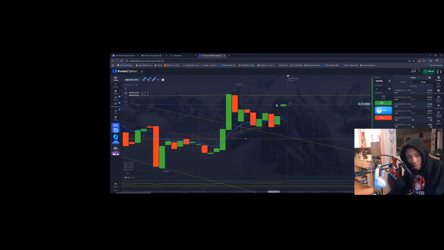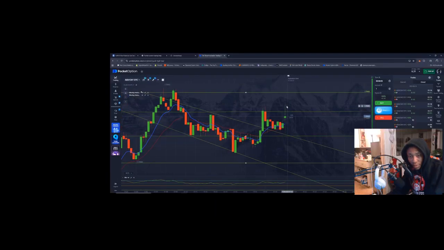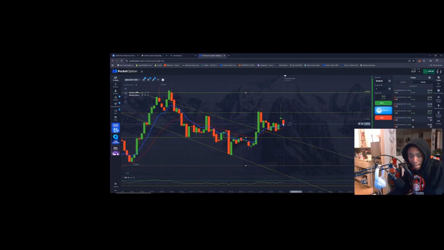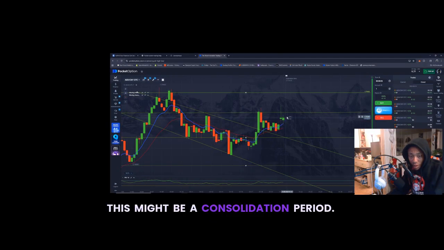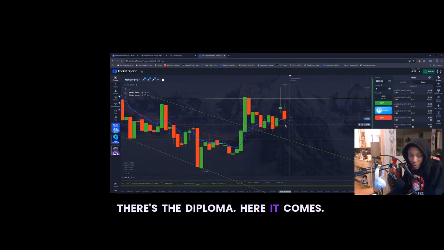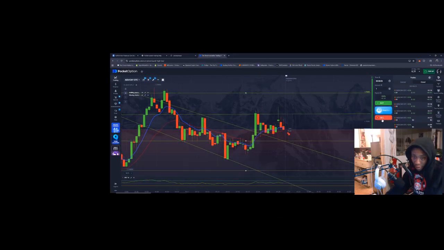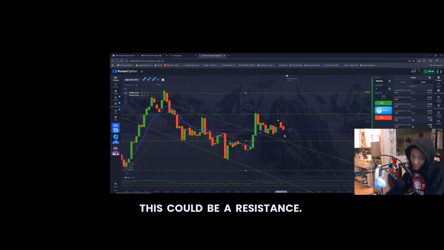Resistance. So there's that price hike I was talking about. Boom. See that? Strong seller. Here comes that dip. This might be a consolidation period. There's the dip. Here it comes. See, it's getting pushed back down. This could be a resistance.